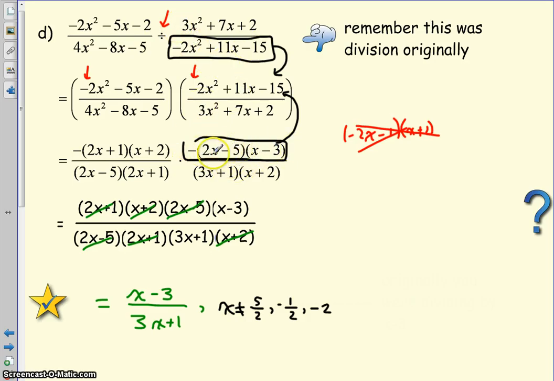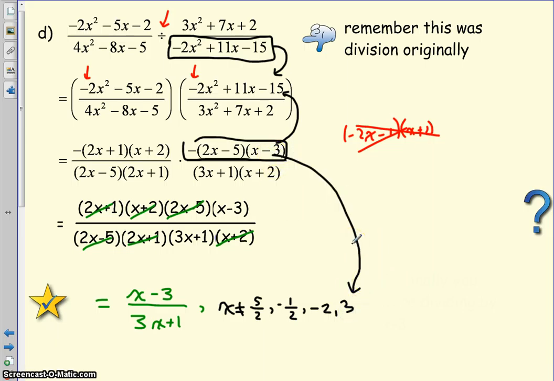So the 2x minus 5, okay, well, that was already canceled out. We already dealt with it. But now this x minus 3, okay, there should be a restriction because of that, because it was originally in the denominator up here. And if you see in the final answer, we have an x minus 3, but it's not in the denominator. So it's not obvious anymore that there was a restriction from this x minus 3. So we have to add another restriction here saying that x cannot be equal to 3 because the problem was originally division. So that has to be there.